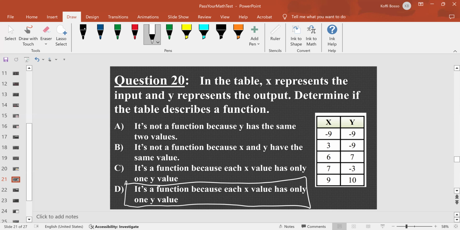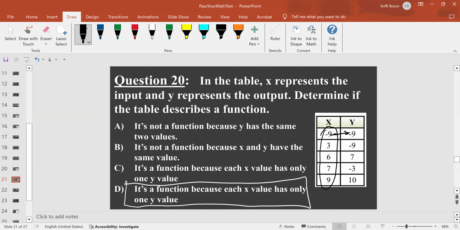So that means what? If you take negative 9, the Y value relative to negative 9 is negative 9. So you will not see another number related to negative 9. That's what you have to understand. Or simply, to check if a table or relation is a function, check if there is any repeating X value. If you have a repeating X value, no, it's not a function. But if you see that no X value is repeating, yes, it's a function.